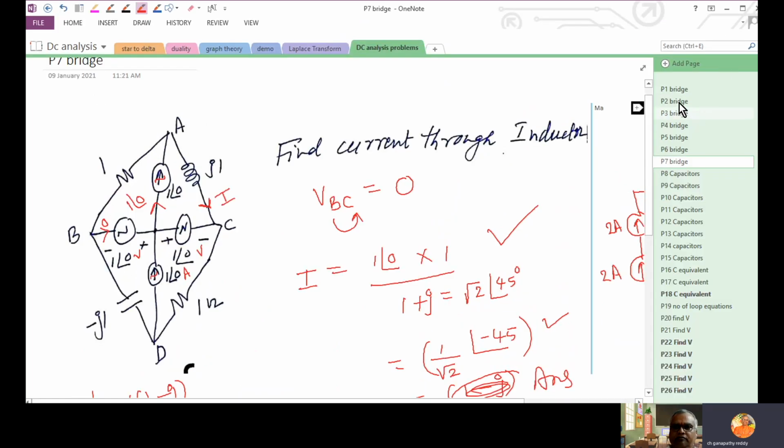So all these are bridge problems. I solved all the bridge problems in one place. Never expect a bridge to be directly available. The principle they ask indirectly, so be careful. Now I stop at this point. We'll continue next class with some capacitor problems.